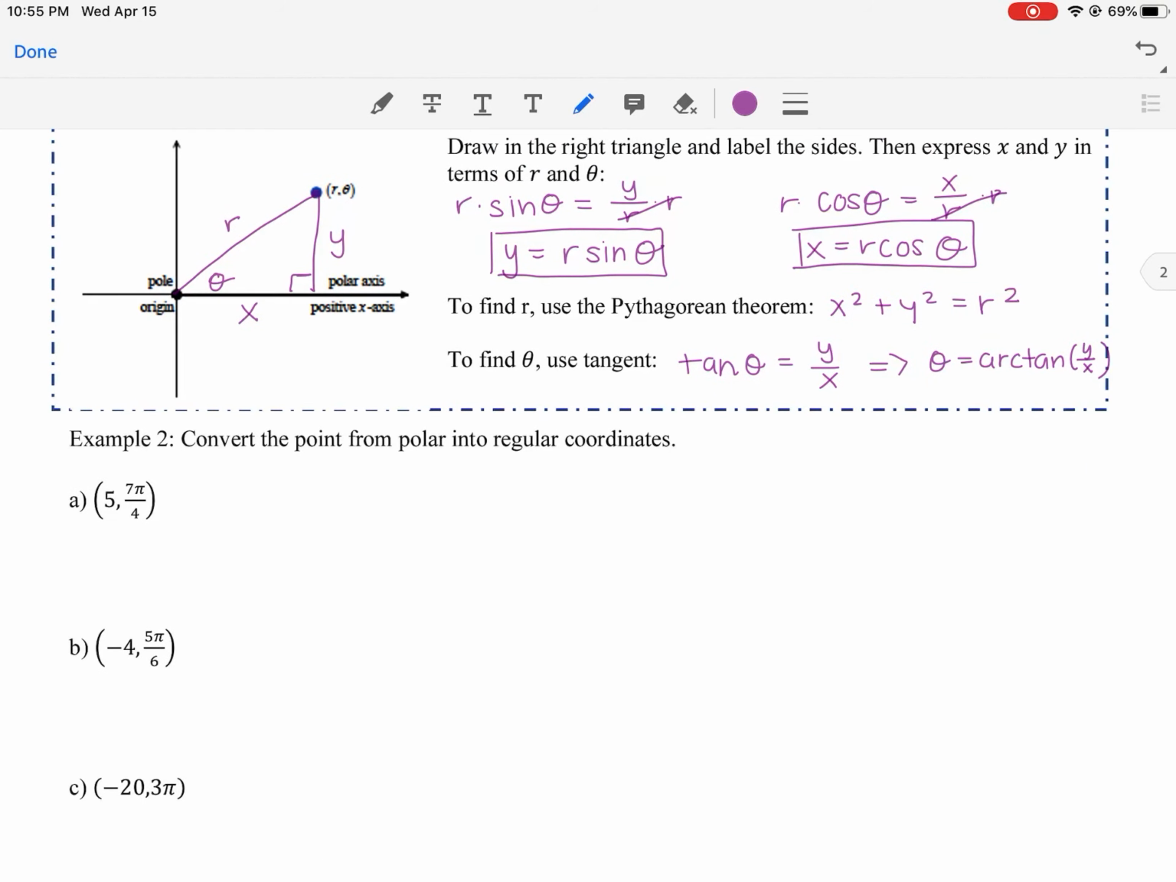Okay, so let's go ahead and convert. Right now these are polar and we want to put them into rectangular. So just as you're getting started here, I would probably write things like, hey, this means that your radius is 5.